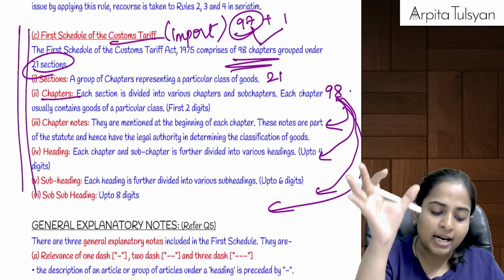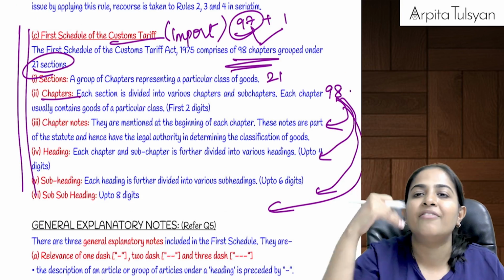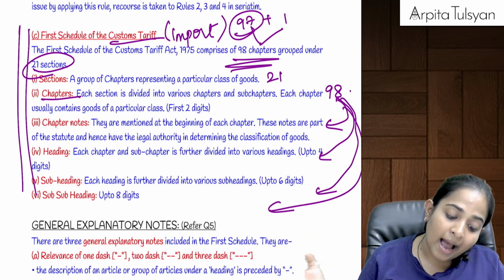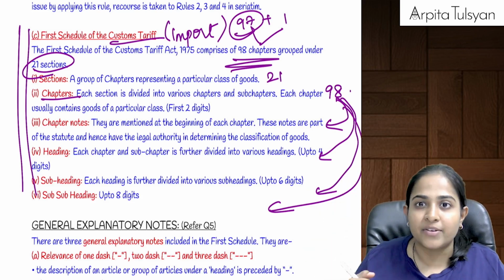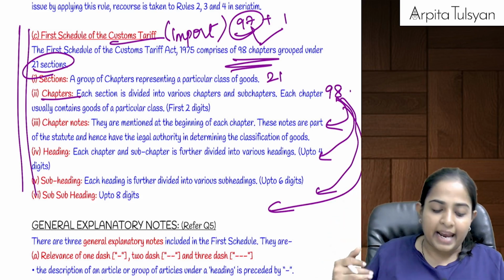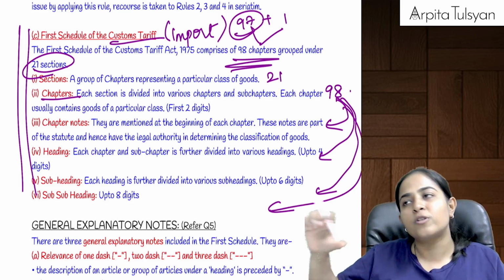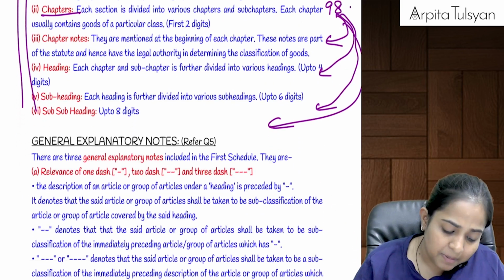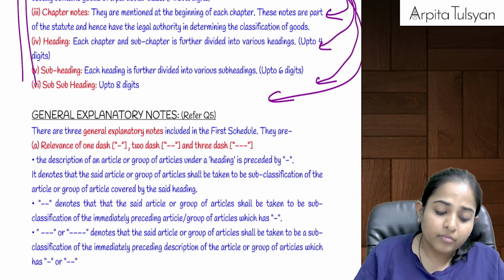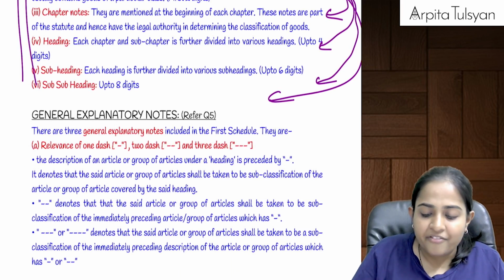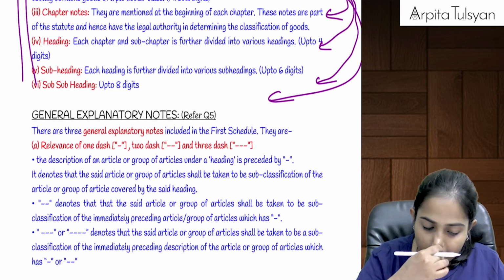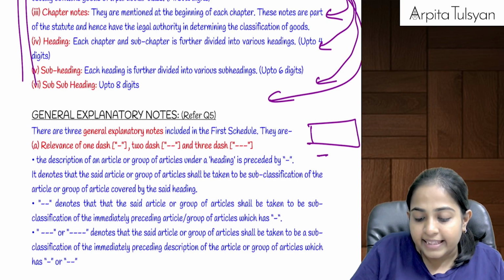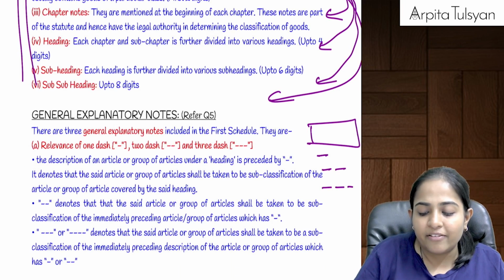Okay, broadly it is going to have 21 sections within it, and those 21 sections are going to have 98 chapters within them. Every chapter is going to have chapter notes, headings, subheadings and sub-subheadings. Then, whenever any particular note is given, in a particular heading there will be a single dash, then a double dash, and then a triple dash.